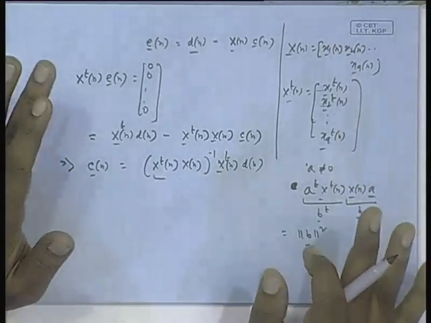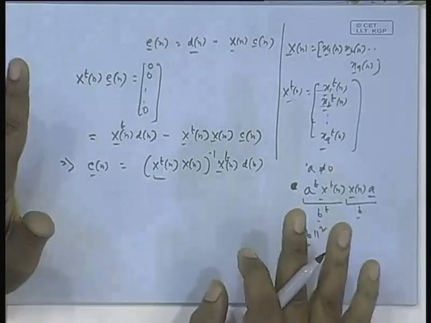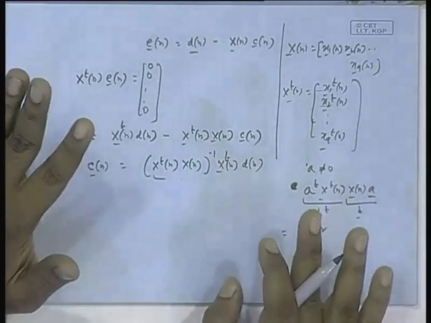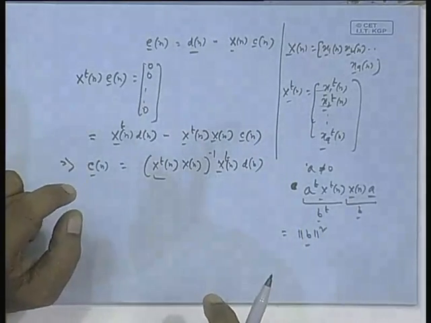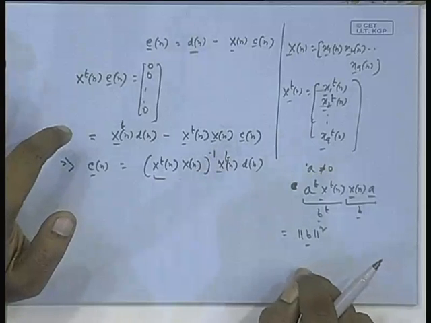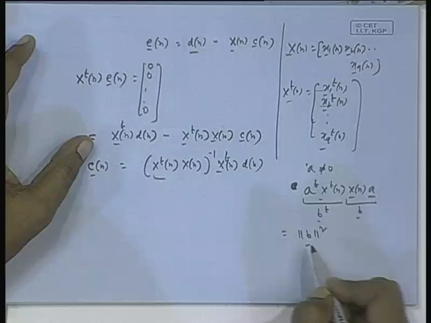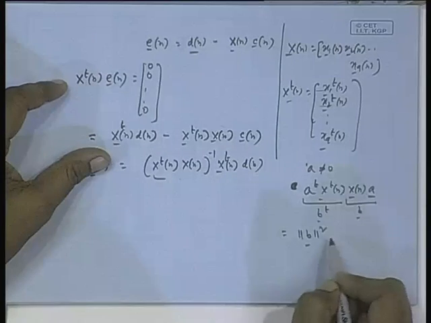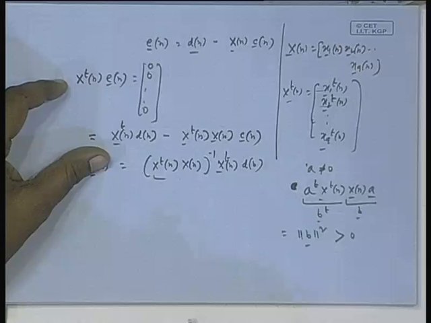But non-negative definite means Hermitian firstly, and Hermitian means eigenvalues are all real. Non-negative definite means eigenvalues are not only real, they are greater than or equal to 0. But if equal to 0, determinant will be 0, so non-invertible. But if it is positive definite, eigenvalues will be all positive. So this must be strictly greater than 0.